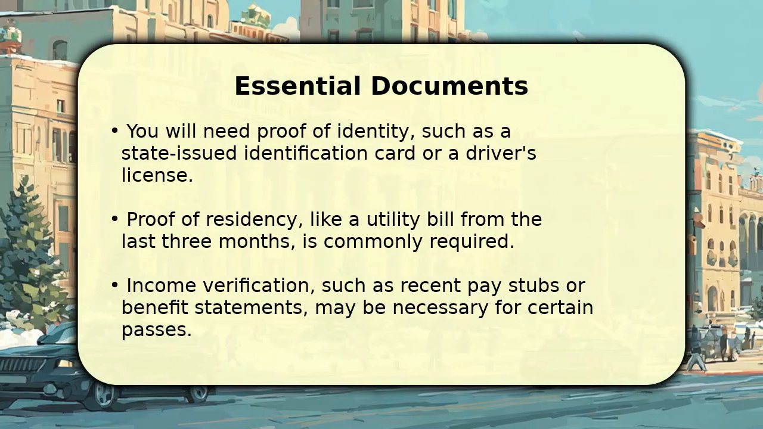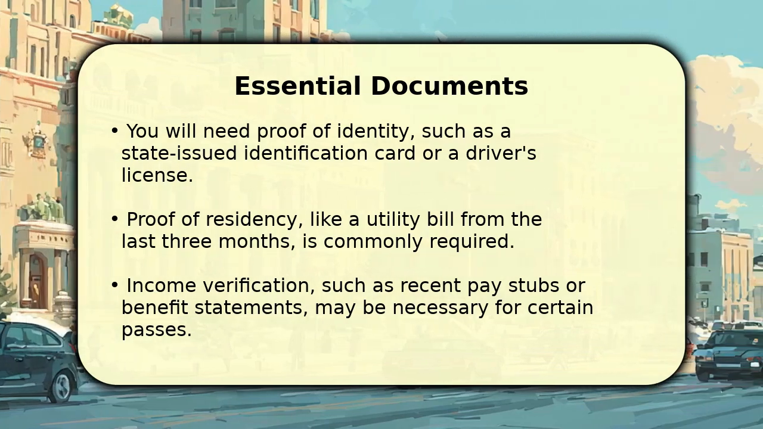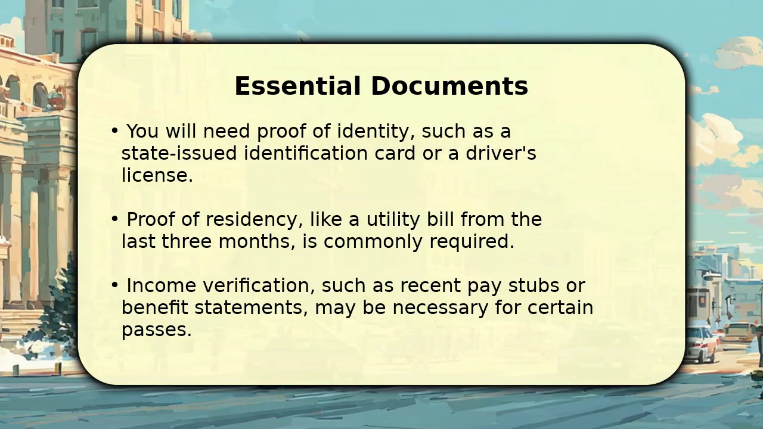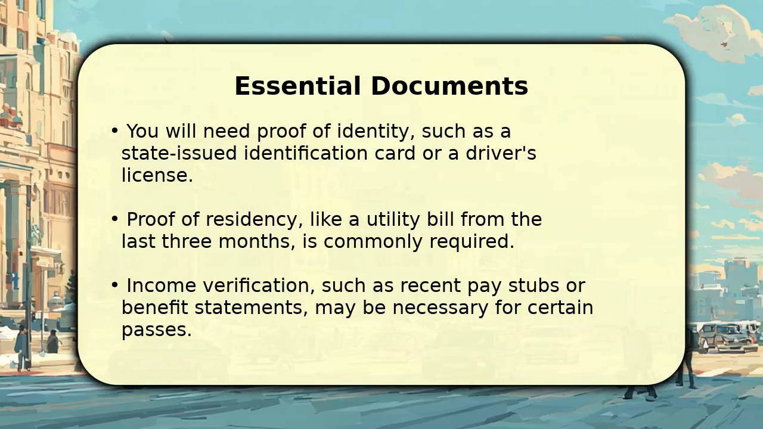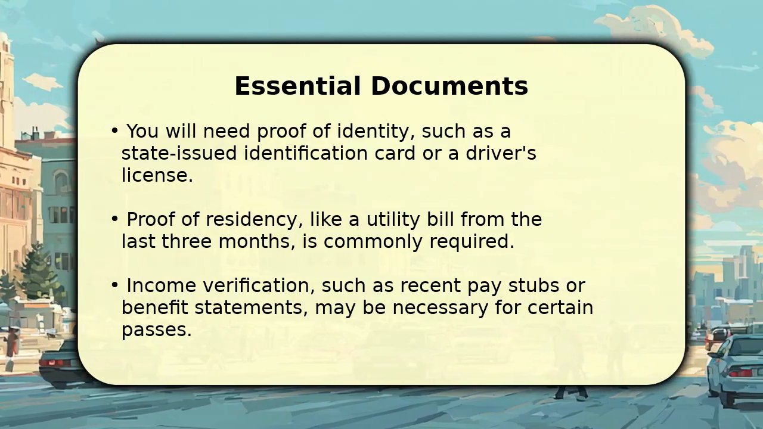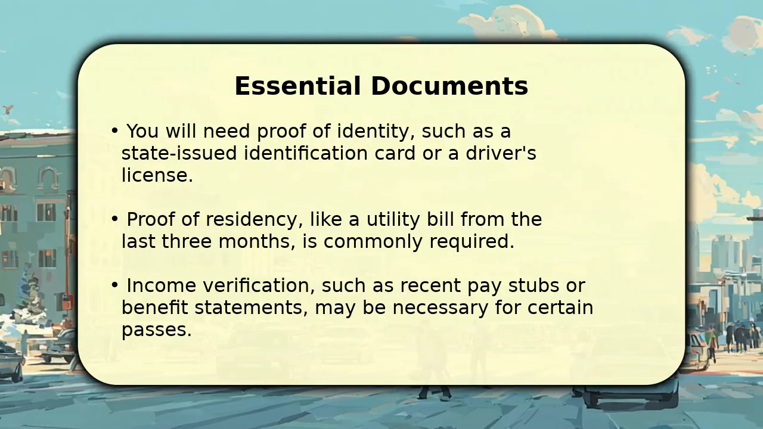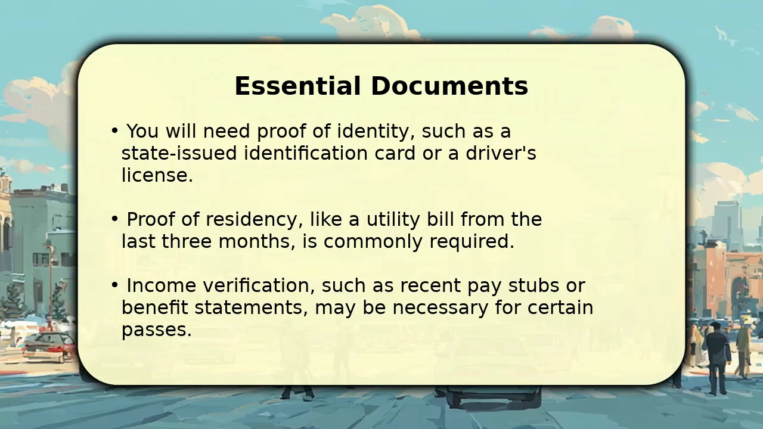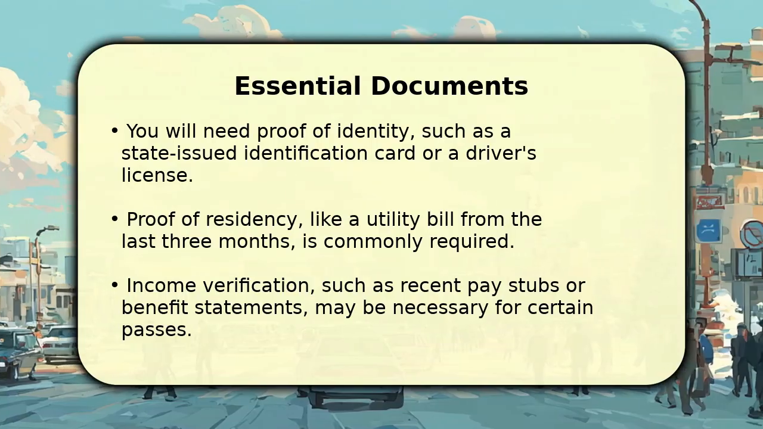To complete your application, prepare a few critical documents. You will need a valid photo ID, perhaps a state identification card or a passport, to confirm your identity. Proof of address, like a recent electricity bill or a bank statement dated within the past 3 months, is also essential. For income-based passes, gather documents showing your earnings, such as your last 2 pay stubs or an official letter confirming benefits received. Having these ready will save you time.